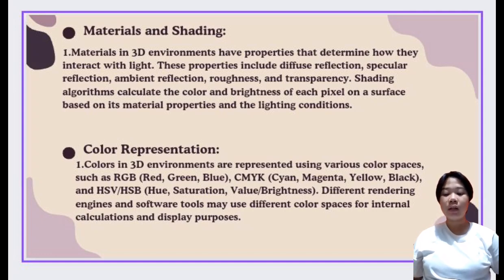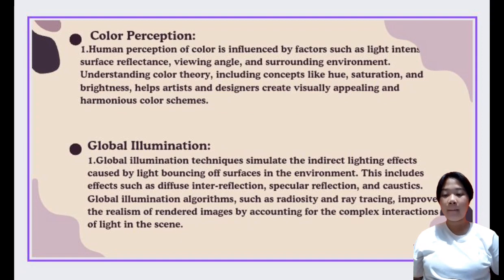Color representation. Colors in 3D environments are represented using various color spaces such as RGB (red, green, and blue), CMYK (cyan, magenta, yellow, black), and HSV or HSB (hue, saturation, value, and brightness). Different rendering engines and software tools may use different color spaces for internal calculations and display purposes.